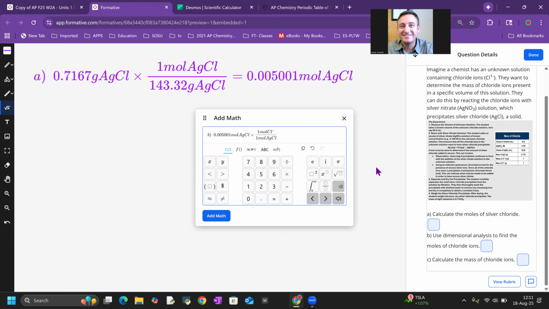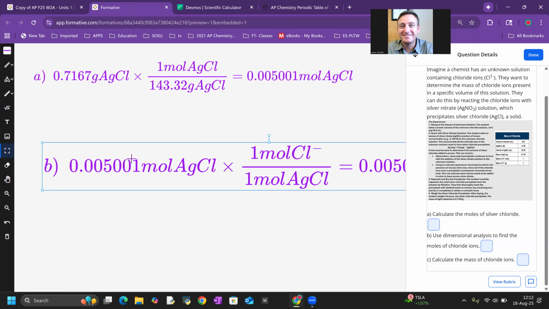But we're not trying to find mass here, we're finding moles of chloride ions. And so all we have to then do is say this is 0.005001 moles of chloride. And that's all there is to that. And so we have part B done.